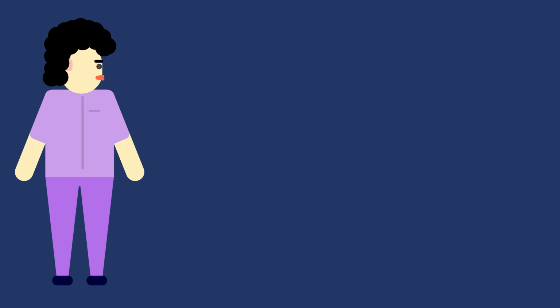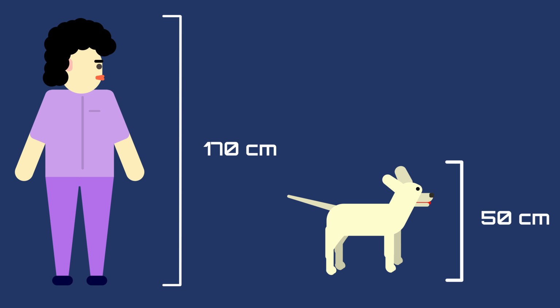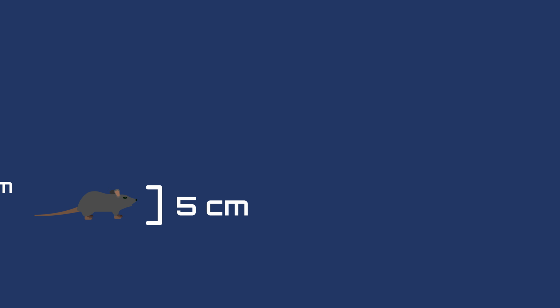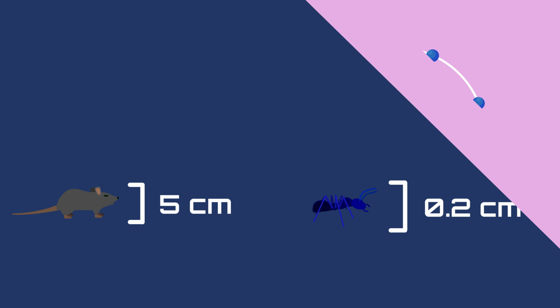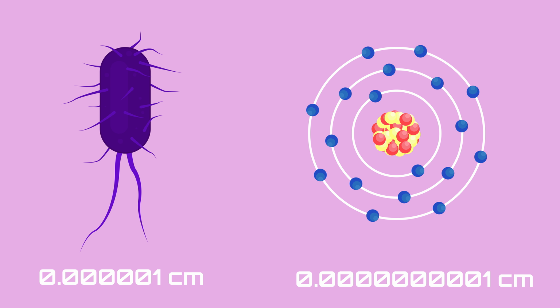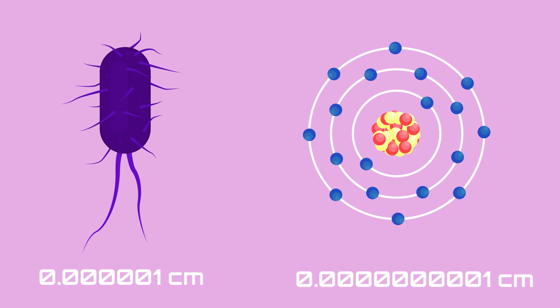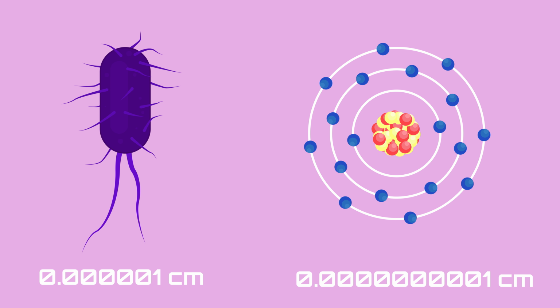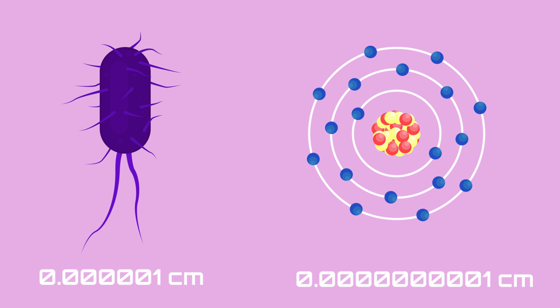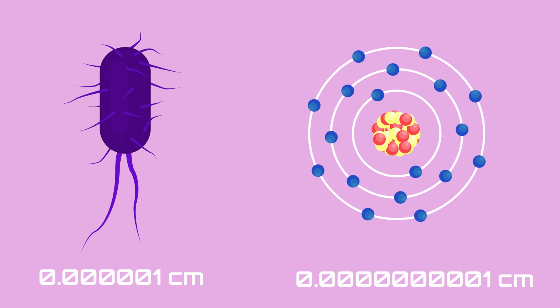Let's have a quick comparison of how small an atom is. An average human height is 170 centimeters. A dog is 50. A rat is 5. An ant is 0.2. A bacterium is 1/1 million centimeters. But an average atom's diameter is approximately 0.1 nanometer. It is 10,000 times smaller than a bacterium.